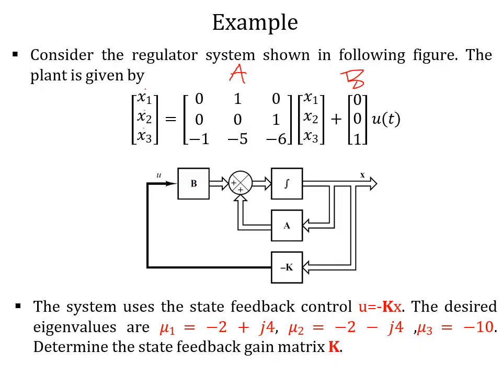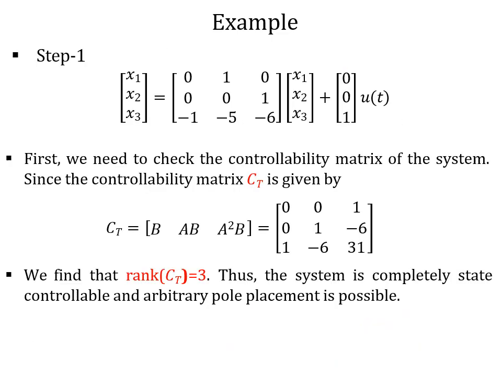The system uses the state feedback control u equals negative Kx, with the desired eigenvalues mu1 equals negative 2 plus j4, mu2 equals negative 2 minus j4, mu3 equals negative 10. Determine the state feedback gain matrix K. First of all, we have to construct the controllability matrix and check system controllability. The controllability matrix equals B, AB, A squared B, which is as shown.